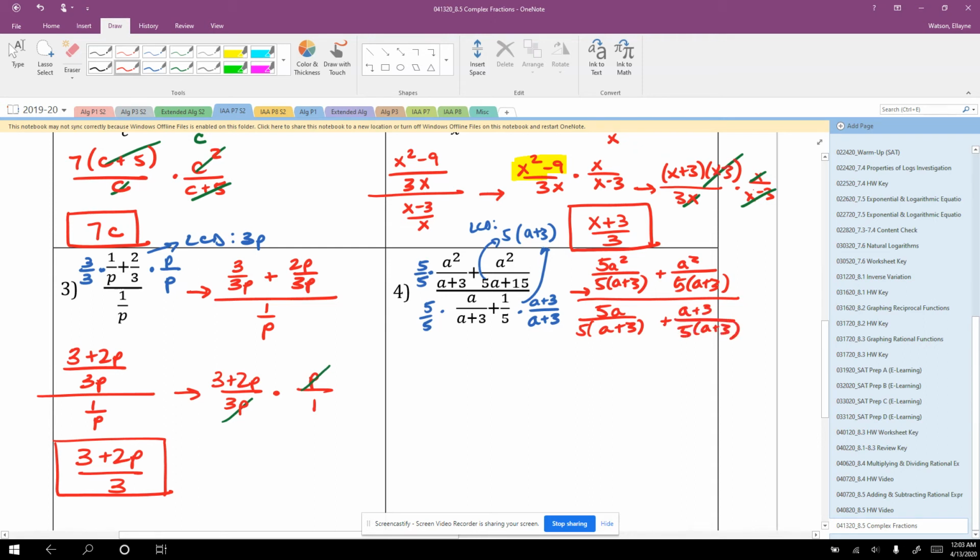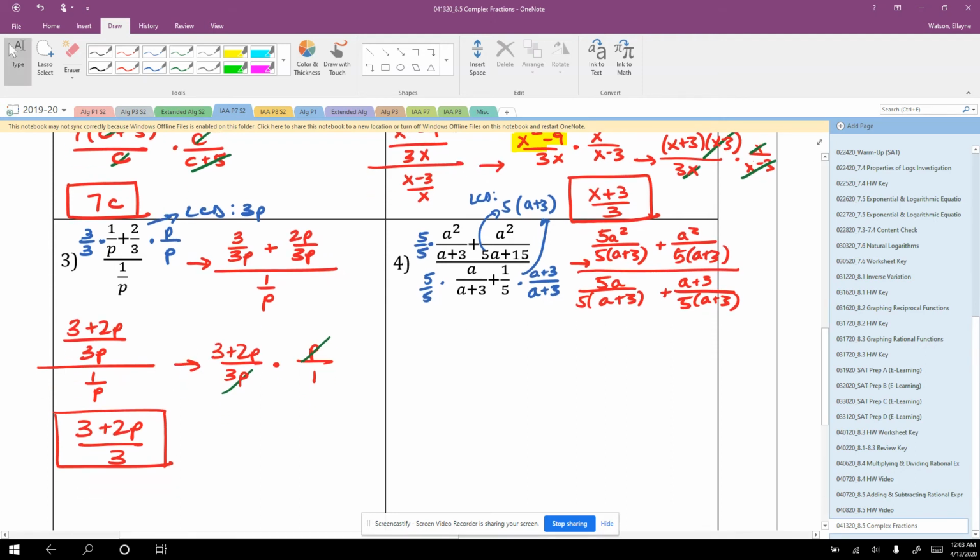All right, we have common denominators in the top, so let's add them. So we combine like terms. 5a squared plus a squared is going to get us 6a squared over 5 times a plus 3. Denominator, we're going to get 6a plus 3 over 5 times a plus 3. All right, now we have one single fraction in the numerator, one single fraction in the denominator.